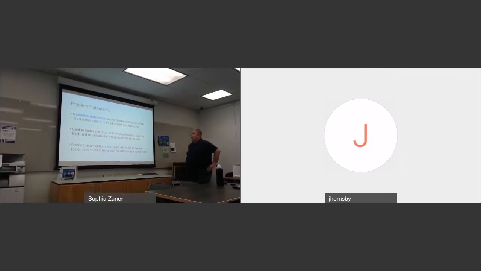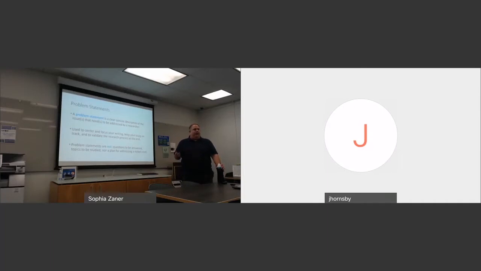So when we talk about problem statements, we're talking about clear and concise descriptions of the issues that need to be addressed. And then as the researcher, you're the one who's selling that need, why this needs to occur. Problem statements are very important in your writing because they ground and center what you're doing. It's that problem statement that serves as the home base as you're doing.